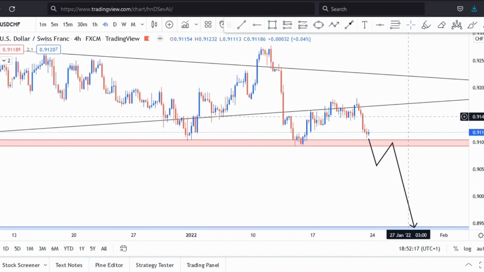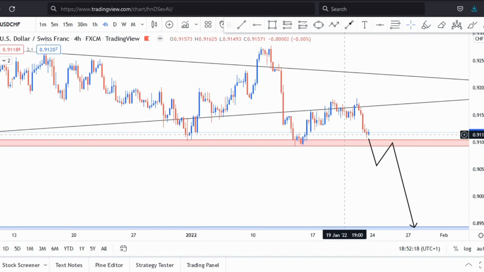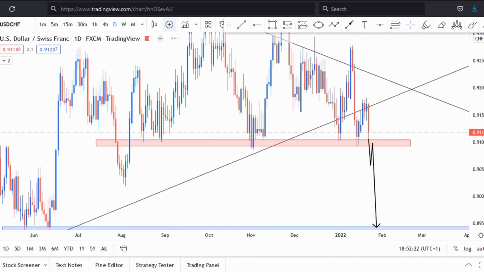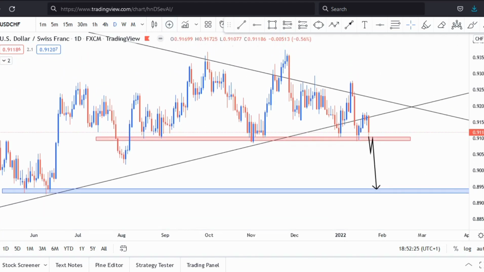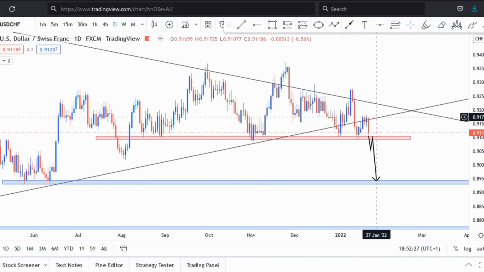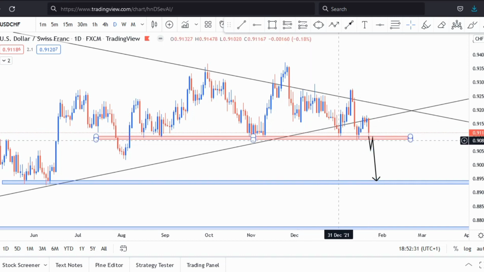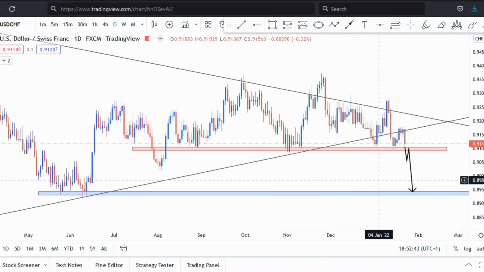USD Swiss franc. So this has been my analysis for USD Swiss franc. I am generally bearish on this trade just because of the break of this trend line, but I wouldn't rush to enter any trade until there's a break of this daily support level over here, and then wait for the retest. Once the price has retested and is giving me a bearish signal, then I'll take my trade to the downside. So this has been my analysis for USD Swiss franc.